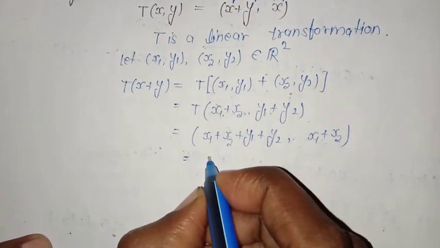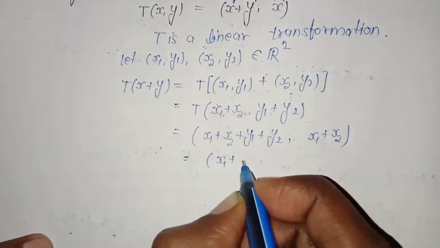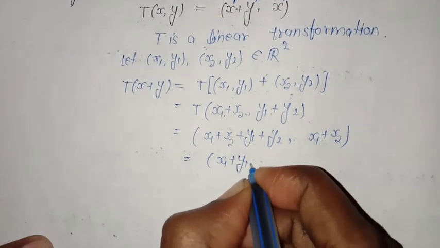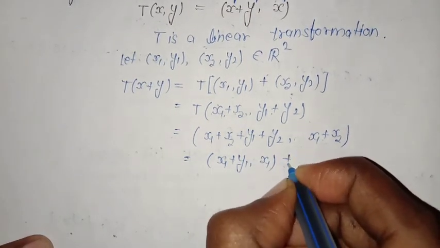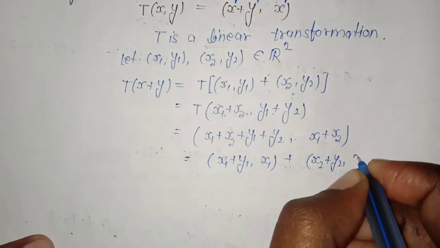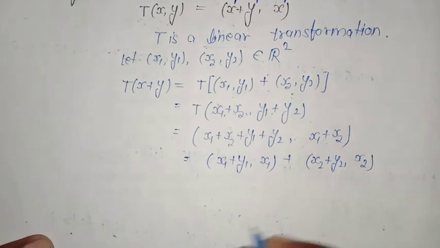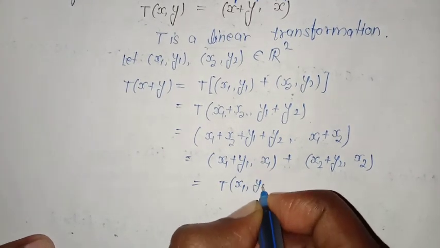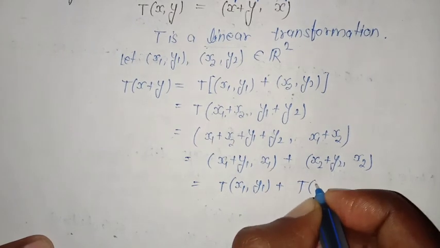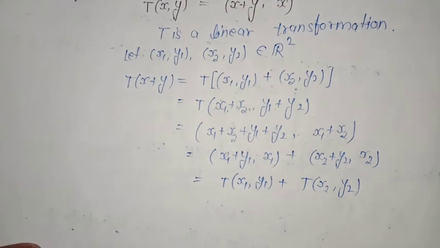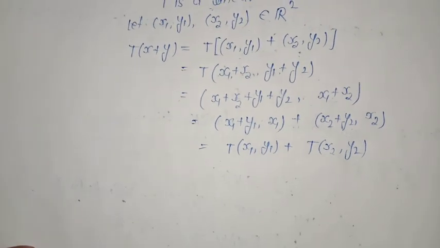So this can be written as (x1 plus y1, x1) plus (x2 plus y2, x2). That is equal to T of (x1, y1) plus T of (x2, y2). So the additivity property is satisfied. Now we have to check the scalar multiplication.